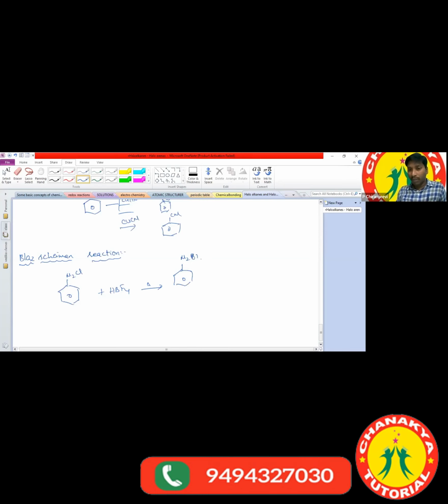Benzene diazonium tetrafluoroborate is highly unstable. By heating at high temperature, it undergoes a decomposition reaction. Finally, it forms fluorobenzene, nitrogen gas is released and BF3 is formed. So by using this method also we can prepare fluorobenzene. What is the method we are using in the preparation of fluorobenzene? Balz-Schiemann reaction. So now we understood until here.